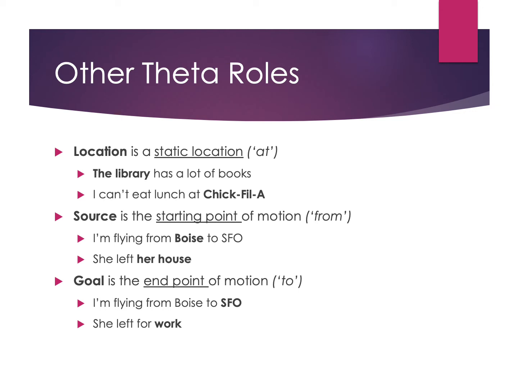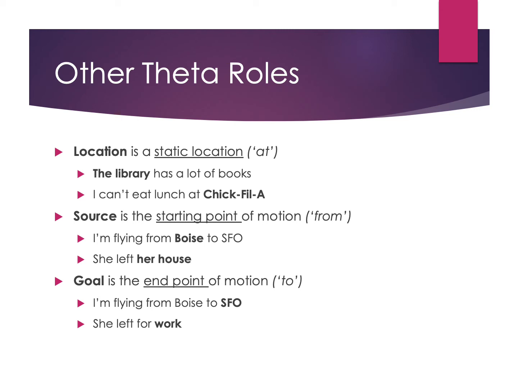And then goal would be the end point of motion, so the sort of to preposition. So I'm flying from Boise to SFO. I know that the goal, the end point of motion, is SFO, so I have a goal in that case. I'm not just locating a static location. I'm in transit. There's some sense of motion here. Or she left for work. I don't know where she started, but I do know what the end goal is, what the end point of that motion is going to be. So in that case, work would be a goal. So those are the theta roles that you should be familiar with. When we go over them, when we're practicing them, you'll usually get a sort of subset of these to keep in mind as you're trying to determine what's happening in a given sentence.